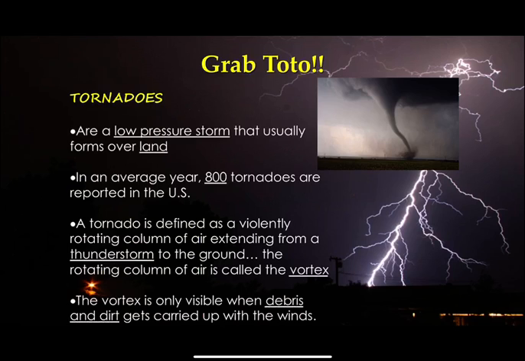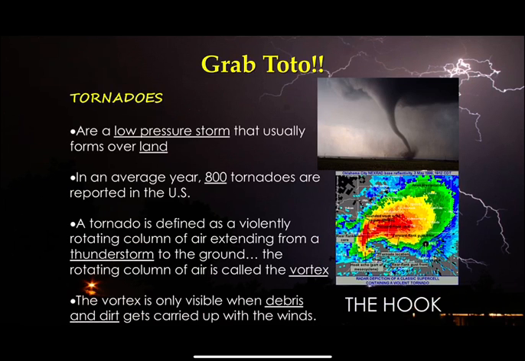The vortex is only visible when debris and dirt get carried up with the winds. If it was not for this debris, dust, and dirt, you would be unable to see a tornado. Oh, there it goes, Toto.